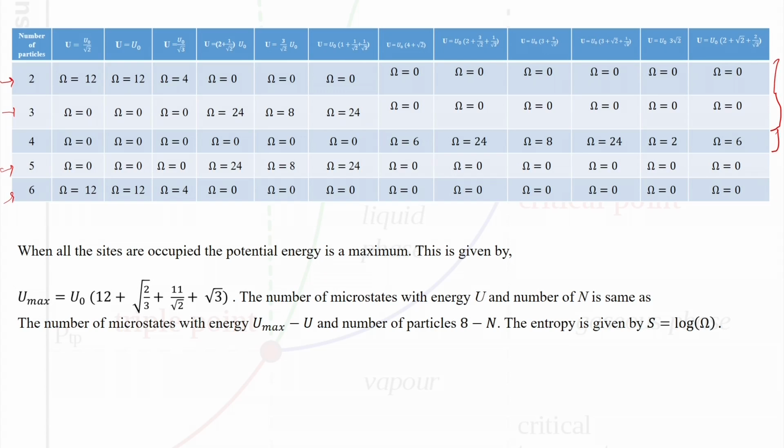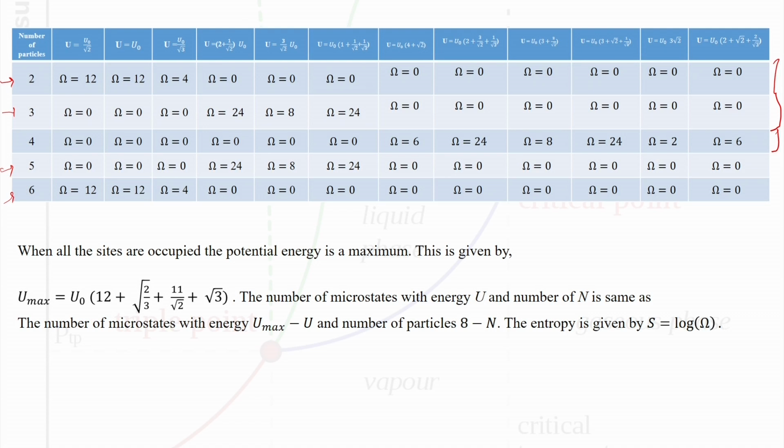Okay, so 12 is the number of ways in which you can rearrange the microstates to get energy u0 by square root of 2, and 12 is also the number of ways you can achieve an energy of u0, and there are only 4 ways in which you can achieve an energy of u0 by square root of 3, and all the other columns are empty because there's no way you can get any of these other energies that I have mentioned there. Okay, so what about the other energies?